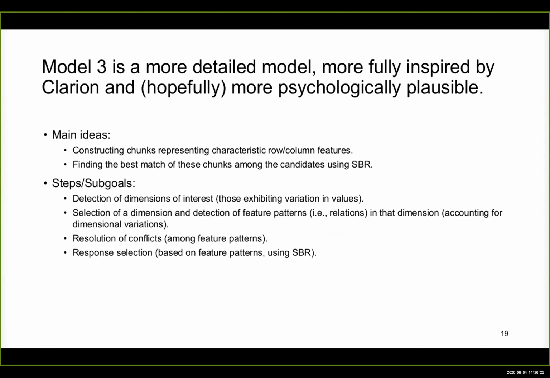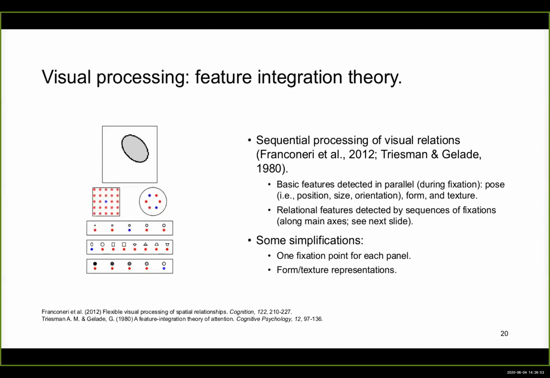So model three is all about bringing these ideas and really implementing them within the general framework of Clarion. The main idea here is to construct chunks representing characteristic row and column features, and then find the best match of these chunks among the candidates using similarity-based reasoning. Now, there's a whole bunch of steps and sub-goals involved in this, and we'll see some of them in action in a worked example later on. But first, let's talk a little bit about how we're doing visual processing.